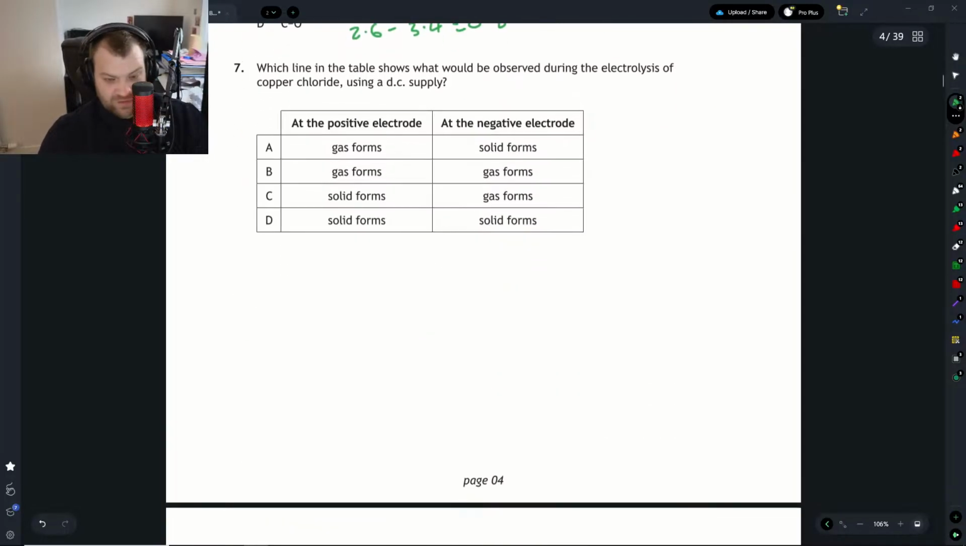Moving on, we then are thinking about electrolysis of copper chloride, and we're asked what would happen at each electrode.